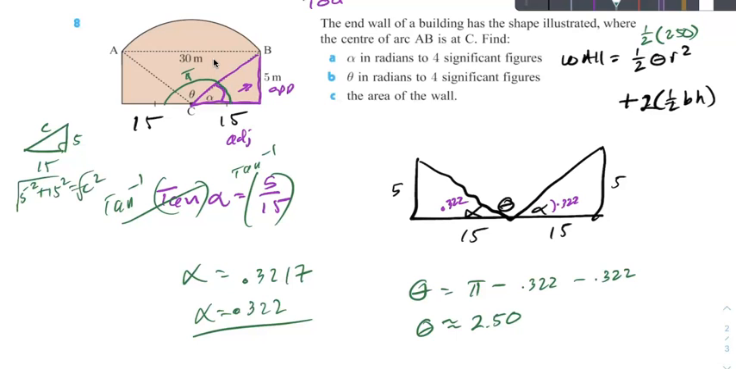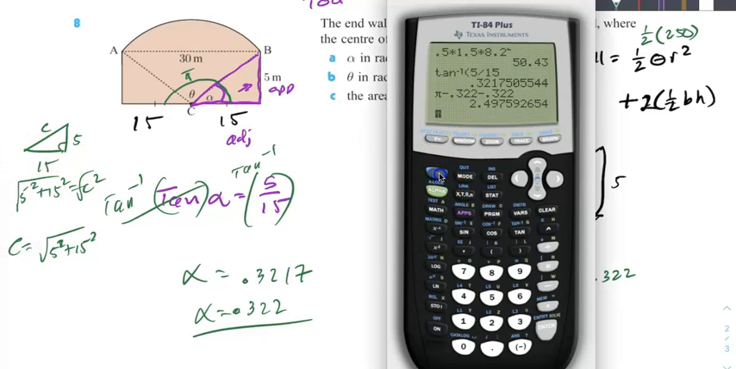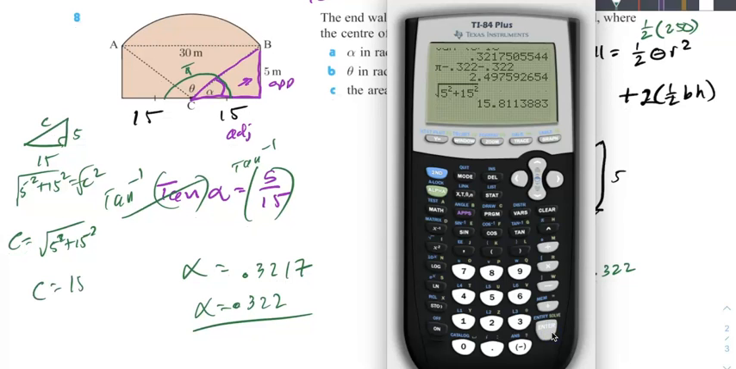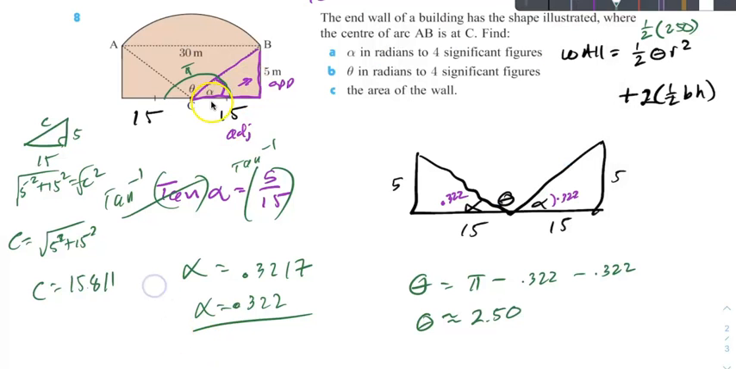Square root both sides. I should give myself more room. So I'm going to use my calculator again to get that. So square root of 5 squared plus 15 squared. I get about 15.8. All right, so that's value c, that's my radius. So I'll put that up here. I really don't have room.